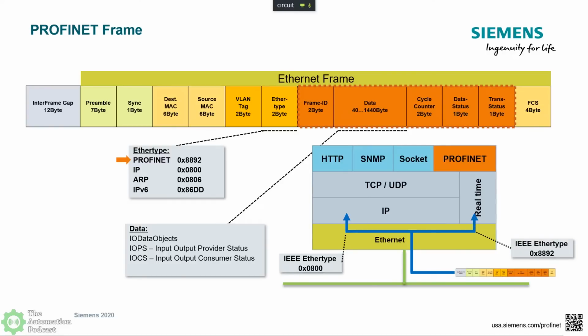This EtherType goes directly to the application. It doesn't have to go through all the network layers. It goes directly to the application. So therefore we have the benefit for the communication.